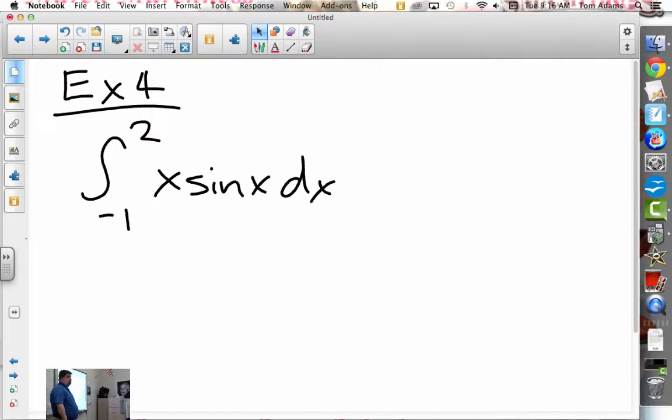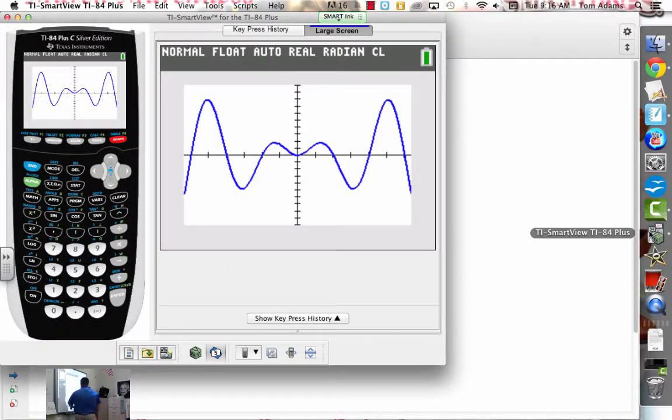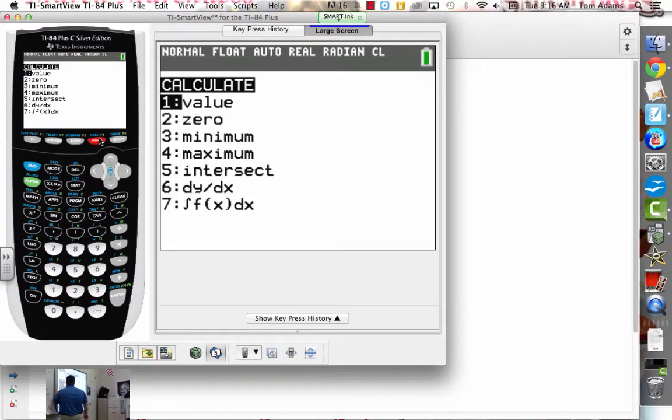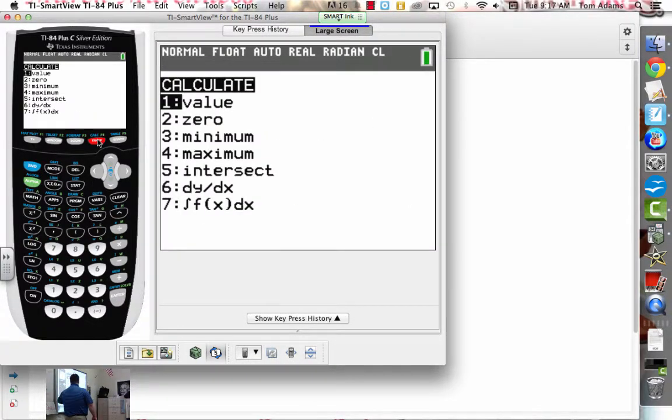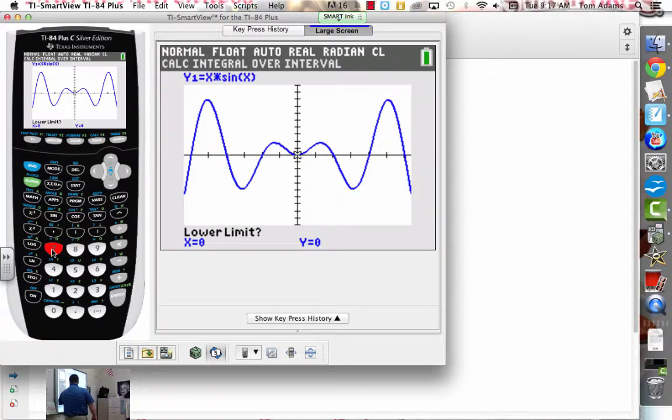Anyways, this is the graph, and we're asked to calculate the area under the curve from negative 1 to 2. So if I were to do that on my calculator, I'm going to do it graphically, and then I'm going to do it another way. To do it graphically, I go into the calc menu by hitting second trace, and I'm going to choose option number 7. It asks for the lower limit, which is negative 1, and then my upper limit is 2.